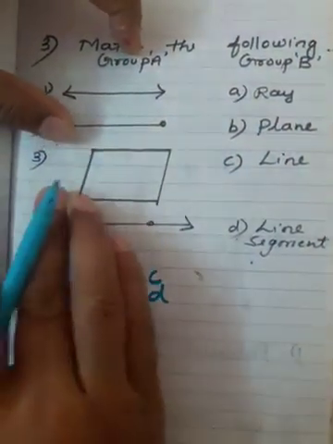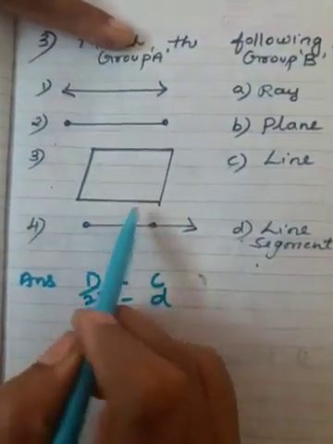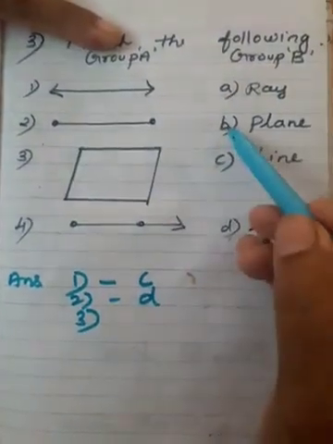Then third one. What is this? It is a flat surface. So flat surface is called what? It is a plane. So third one is plane. That is B answer.